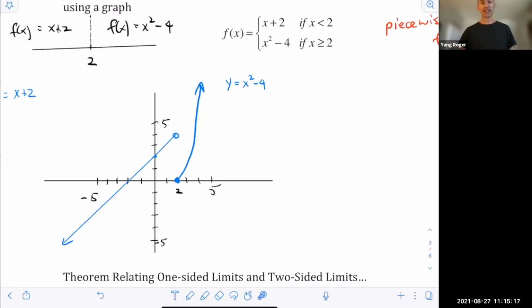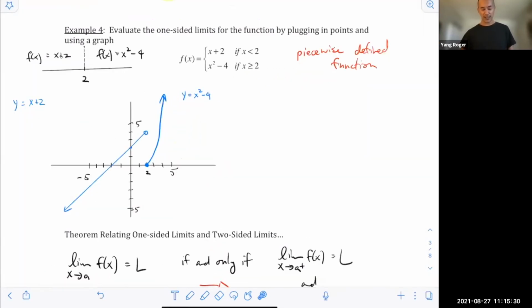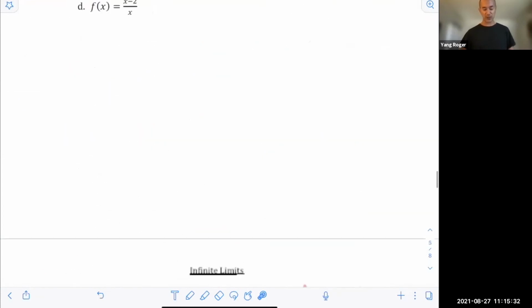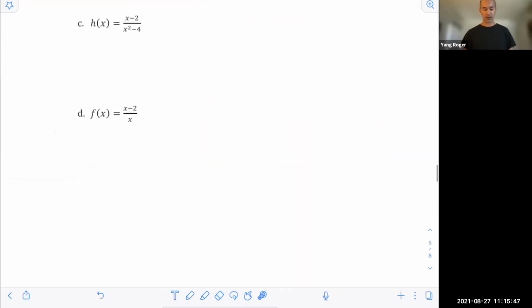Does this make sense to everybody? So this is a piecewise defined function. And if you look, this picture is actually pretty similar to the classwork that we just did. I mean, it's very similar, right? You just have a different parabola. This parabola is just shifted differently, but it's the same type of problem we just did.